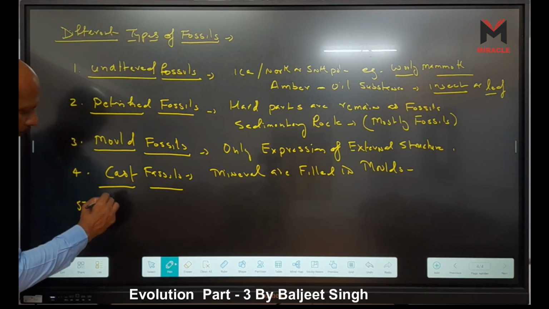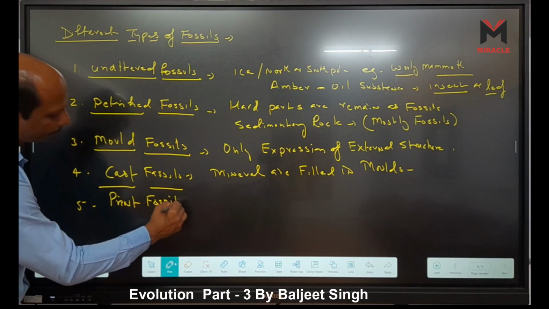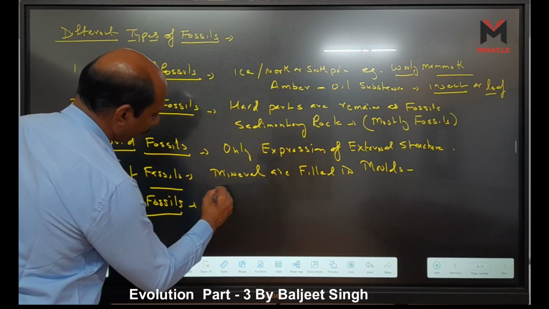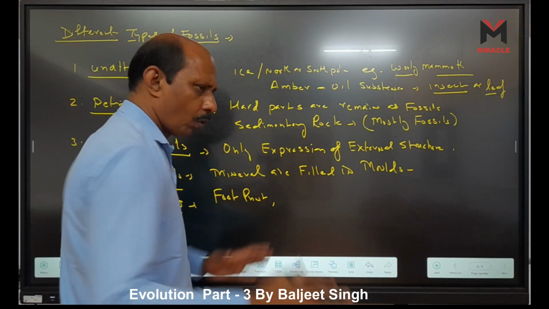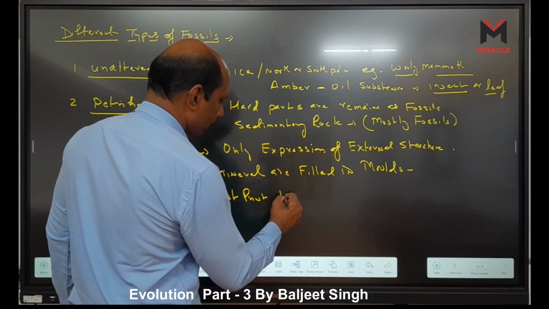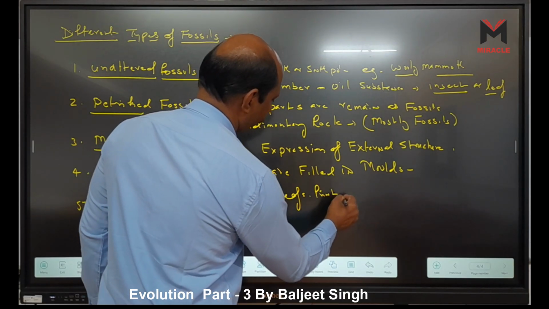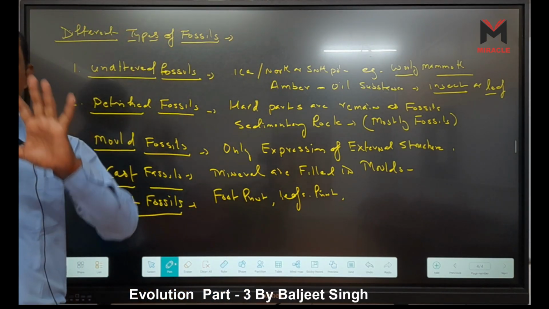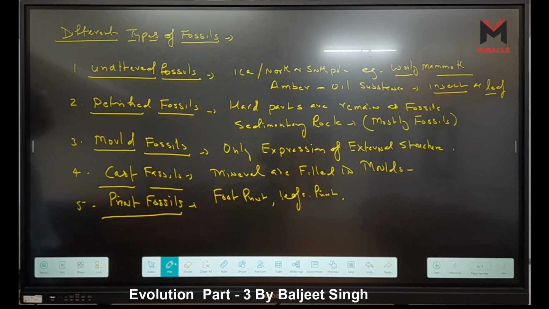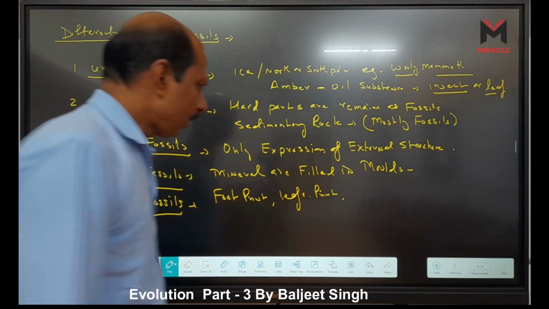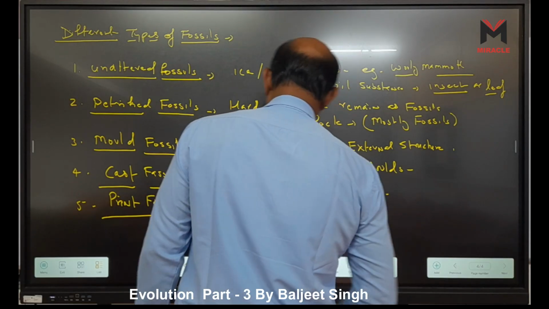The fifth one is the print fossil. Print fossil means footprint. Some insects' whole print is there, or leaves, plants, leaves print. Sometimes it is whole, meaning the structure is there. Mostly it is a footprint. If it is an insect, sometimes a wing print is also there. So they are in print, right?